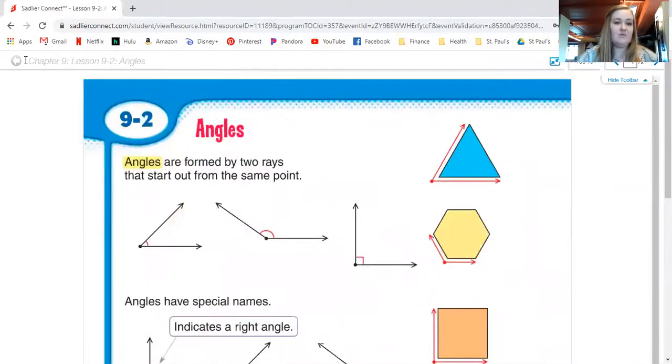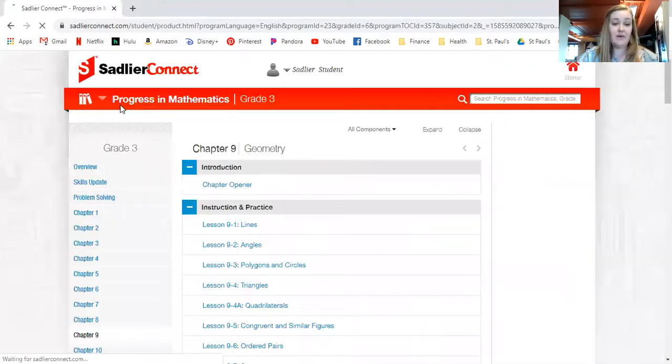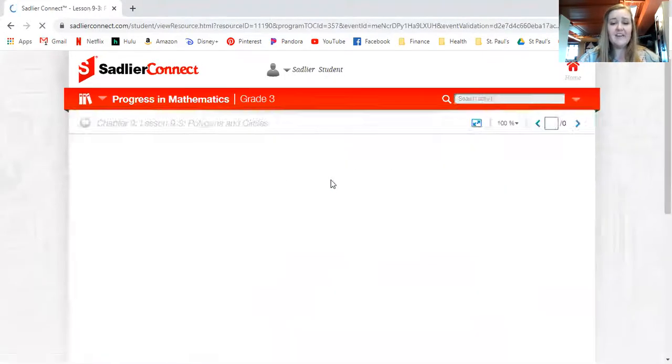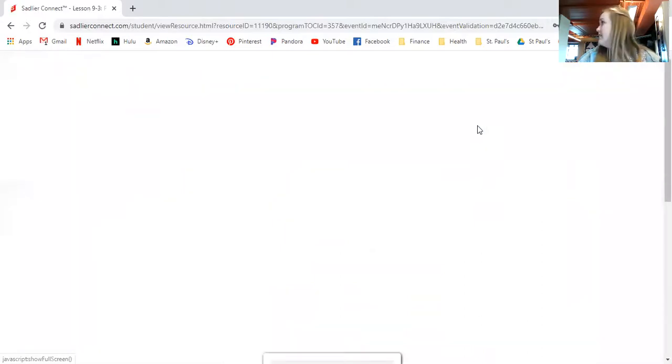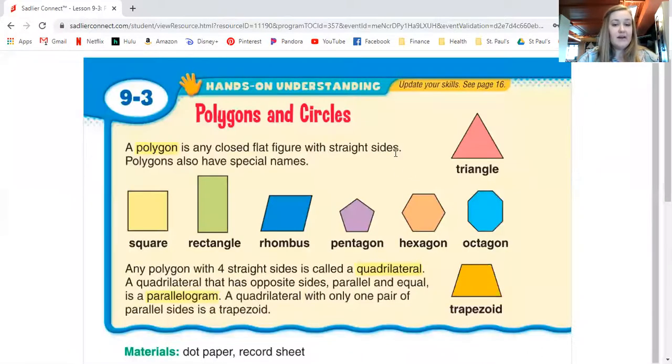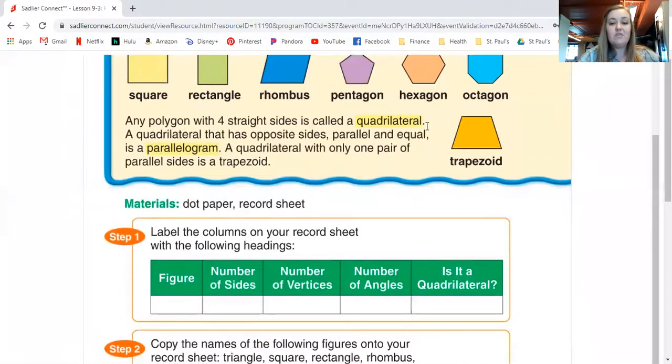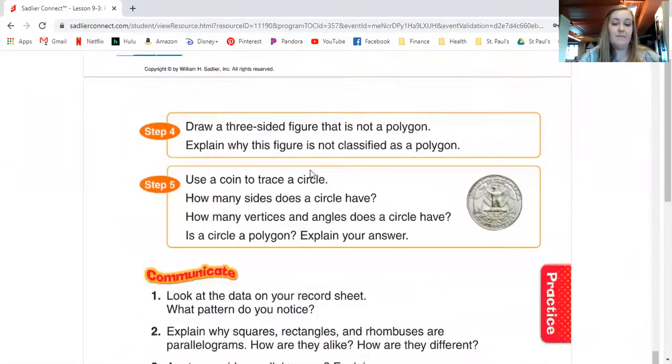Okay, let's go on to lesson 3. Turn your page to page 308. Here we talked about polygons and circles. Polygons have to be closed, flat figures, meaning 2D, with straight sides. So no, a circle is not a polygon. Look here and review yourself on some of the different types of polygons. To remind you also, we have a quadrilateral. A quadrilateral is a polygon that has 4 straight sides, keyword being straight. And then you have a parallelogram, which you can read more about there.